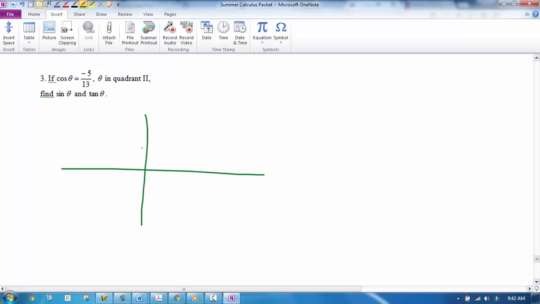It says the cosine is negative 5 over 13. It's in quadrant 2. So I'm going to draw a reference triangle in quadrant 2. That's bad. Let me redo that one.